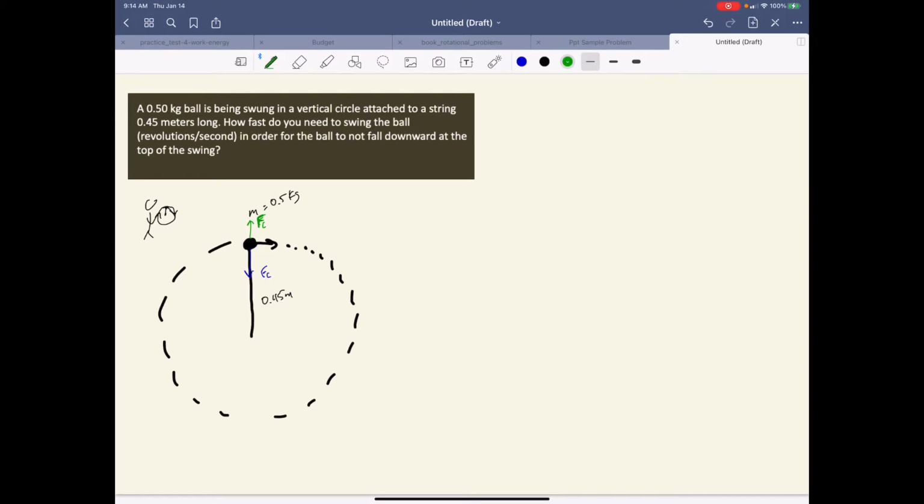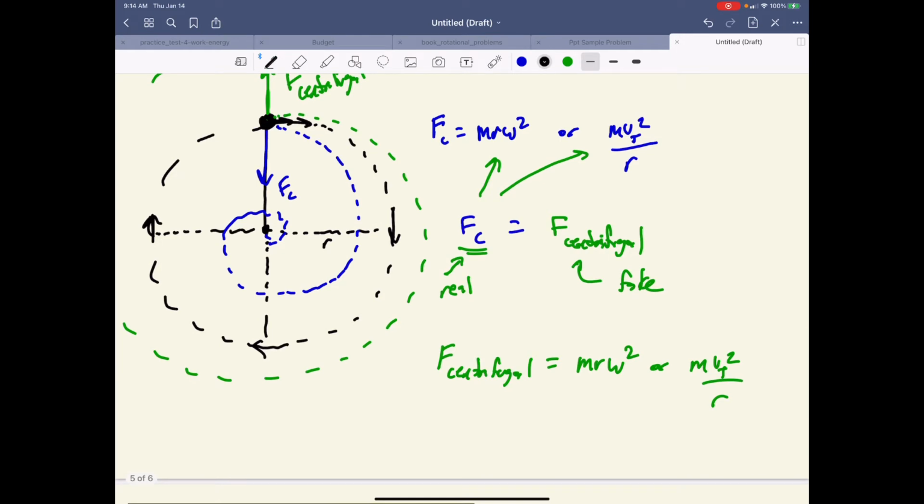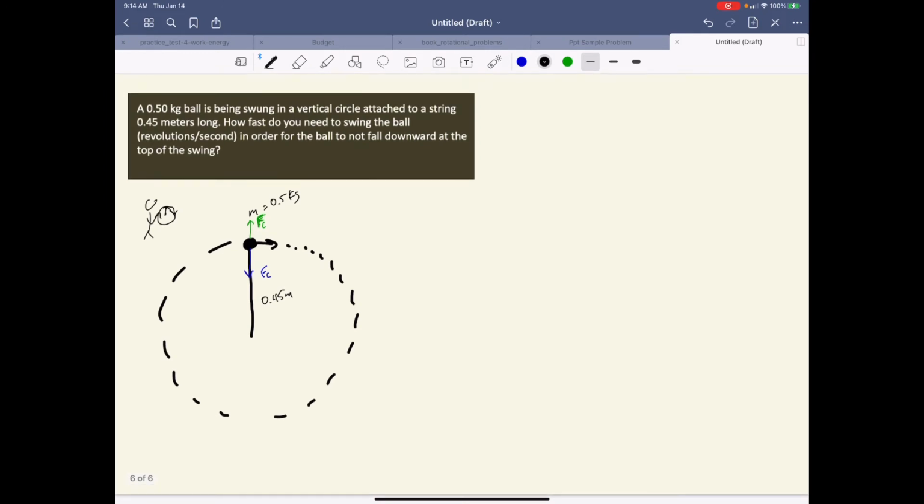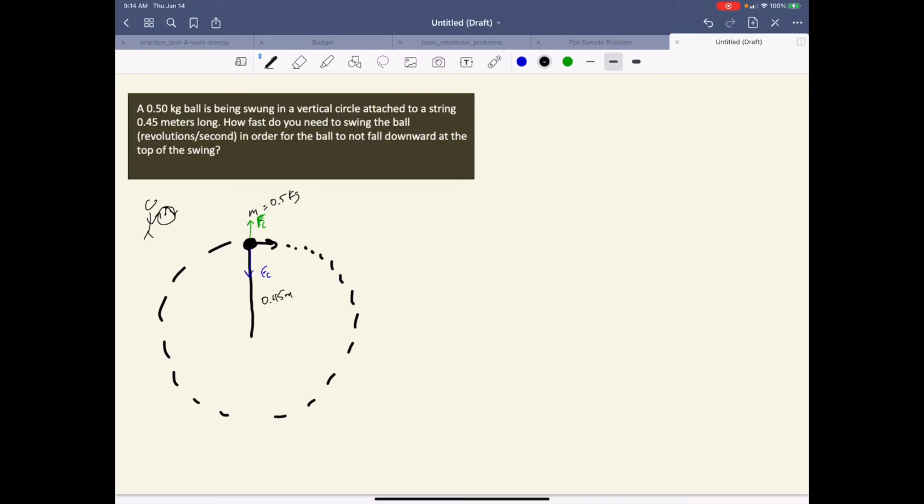And there's a centrifugal force going outward. And also from the previous video, we saw that the way you calculate these two forces is the same. Okay, so we're trying to get the ball to not fall down at the top of the swing. So let's zoom in on this ball at the very, very top of the swing. Obviously it's going in a circle, but at that very, very top moment.